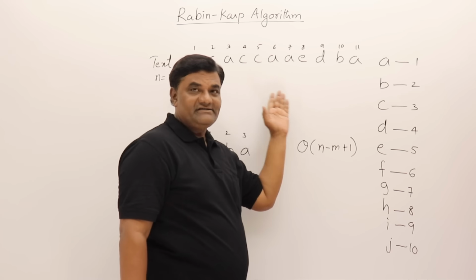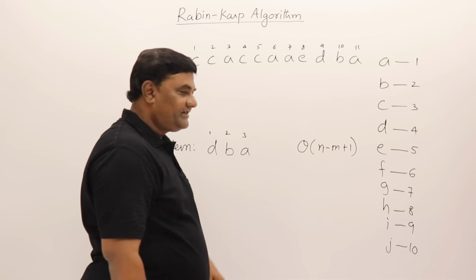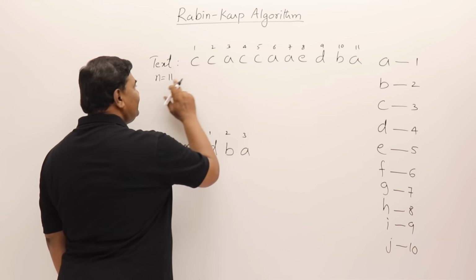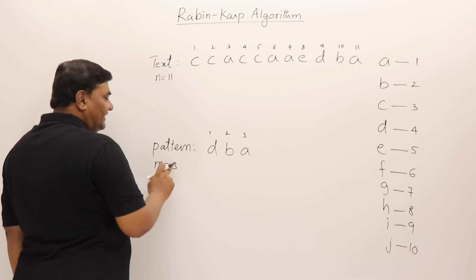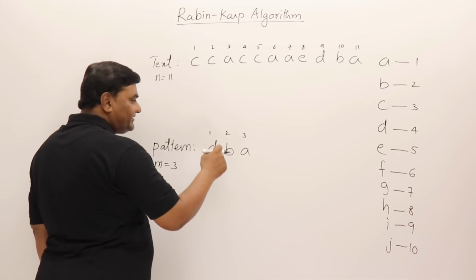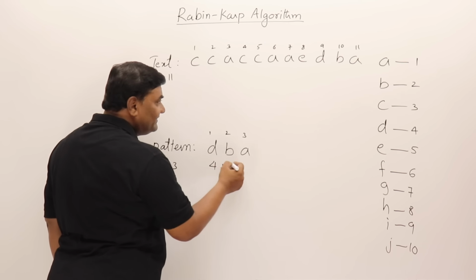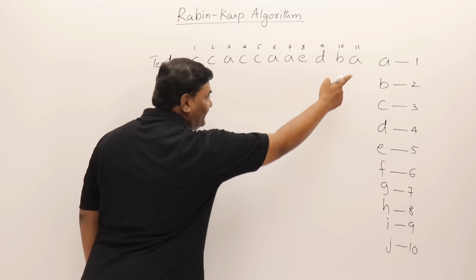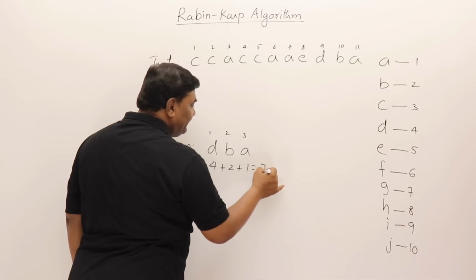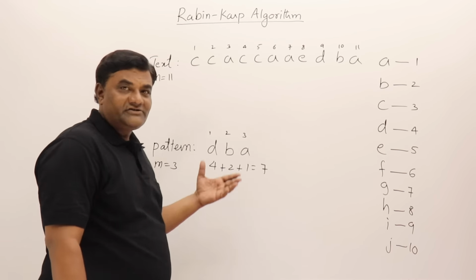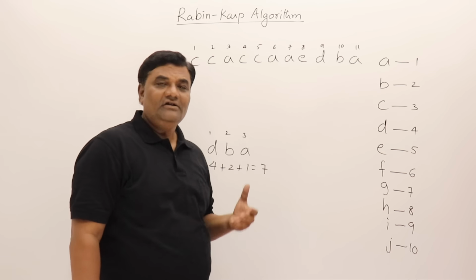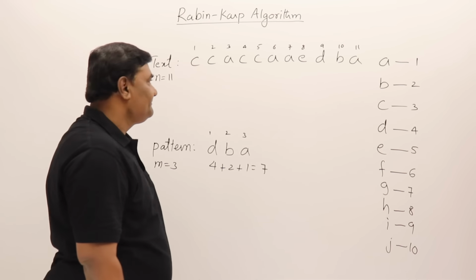So, I have taken an example here and let us look at the worst case. I have taken a string of length 11 and a pattern of length 3. Now, let us find out the hash code for this one. By the same method, just take the codes: 4 plus B is 2 plus A is 1. So, this is 7. Now, the hash code, a simple thing I have taken, that is 7.